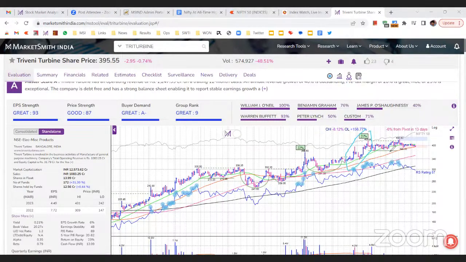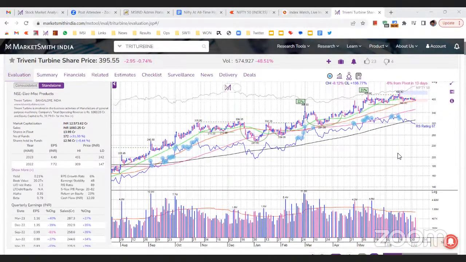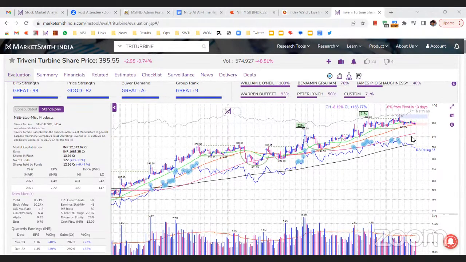Otherwise, the fundamentals, the growth drivers, the number of funds, you can see last quarter a 31% increase in the number of funds. And for everything else, if you look at the ratings, EPS, price strength, buyer demand, everything is excellent. Currently, low volume consolidation, very good for the stock. It is finding support at 50 DMA.